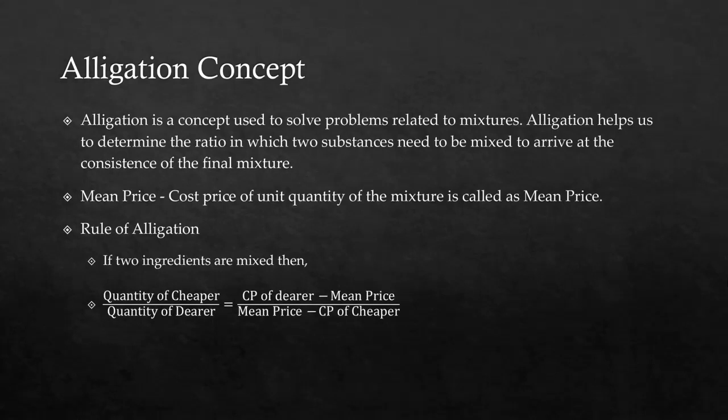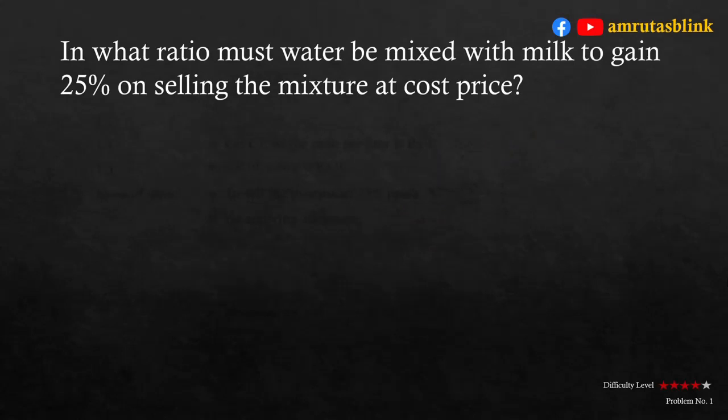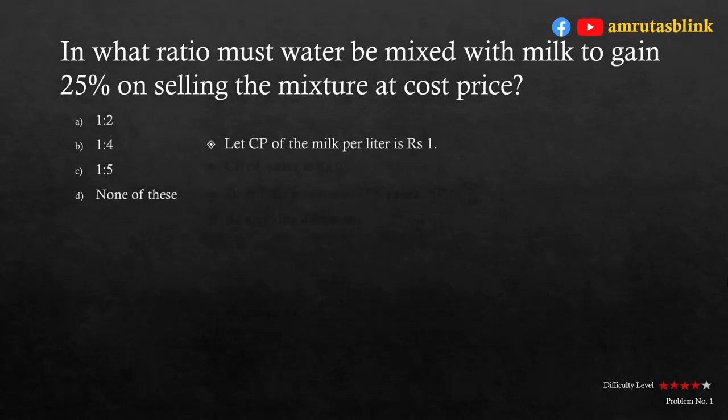The formula says quantity of cheaper upon quantity of dearer is equal to cost price of dearer minus mean price, whole divided by mean price minus cost price of cheaper. Moving back to the problem. What is being asked is in what ratio must water be mixed with milk to gain 25% on selling the mixture at the cost price? The options are 1:2, 1:4, 1:5 and none of these.